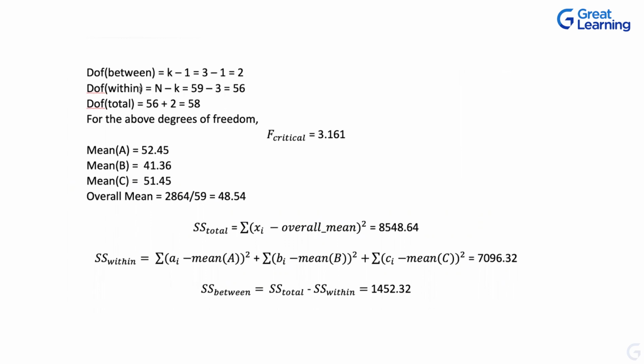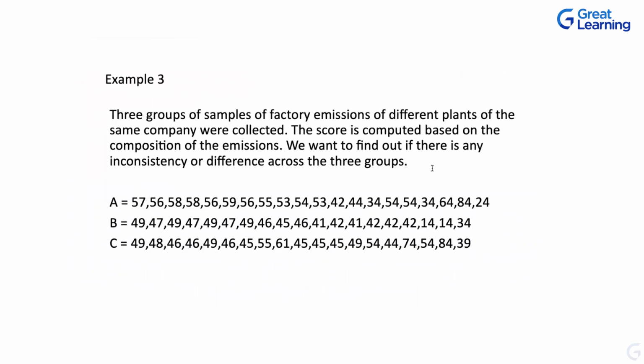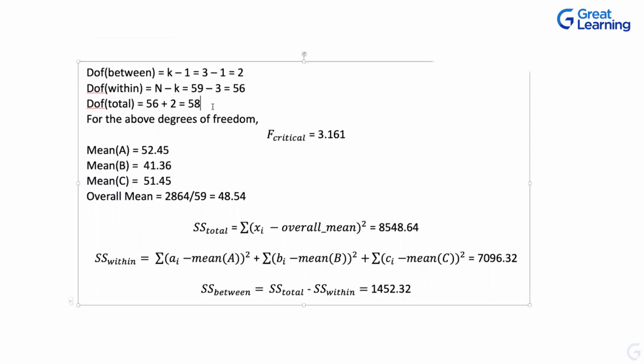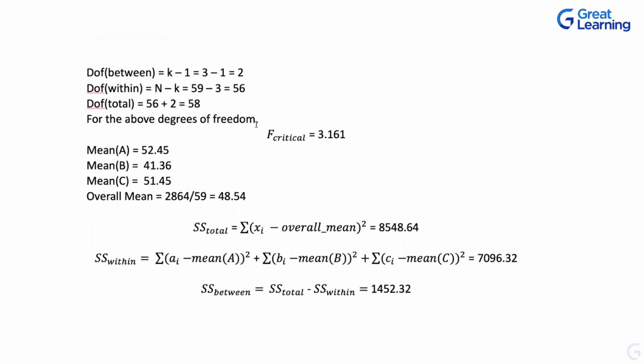Degrees of freedom within. So what is N? In total, how many values do you have? All 3 groups together, how many values? 59. And minus K, the number of groups that you have. 59 minus 3 is equal to 56. So the total degrees of freedom is nothing but degrees of freedom between plus degrees of freedom within, which leads to 58. For the above degrees of freedom, F critical is equal to 3.161.